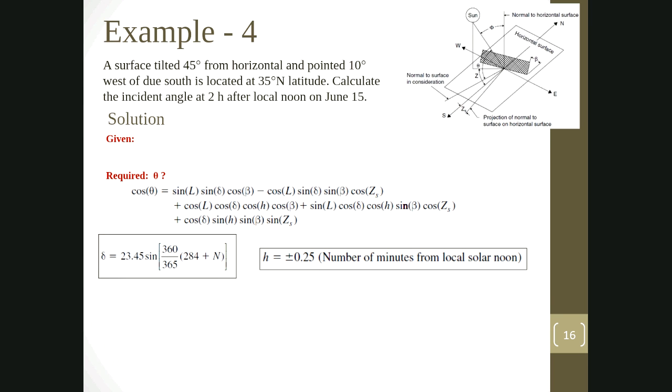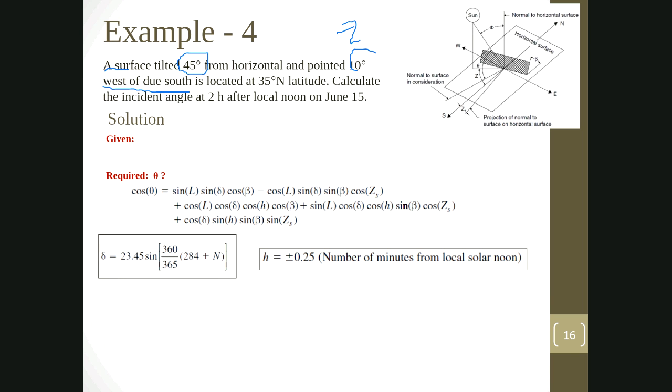This is also an example for the incident angle. We have this. I want you to tell me what each one represents. A surface tilted 45, so 45 represents beta, from horizontal, and pointed 10 west due to south. When you see the words due south, this represents the surface azimuth. Take care, it is not solar azimuth. The difference between solar azimuth and surface azimuth: here I am talking about the surface, so this is ZS only.